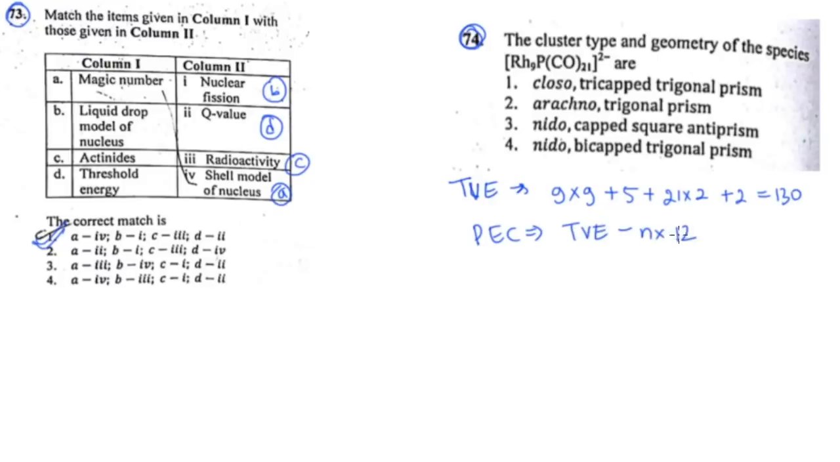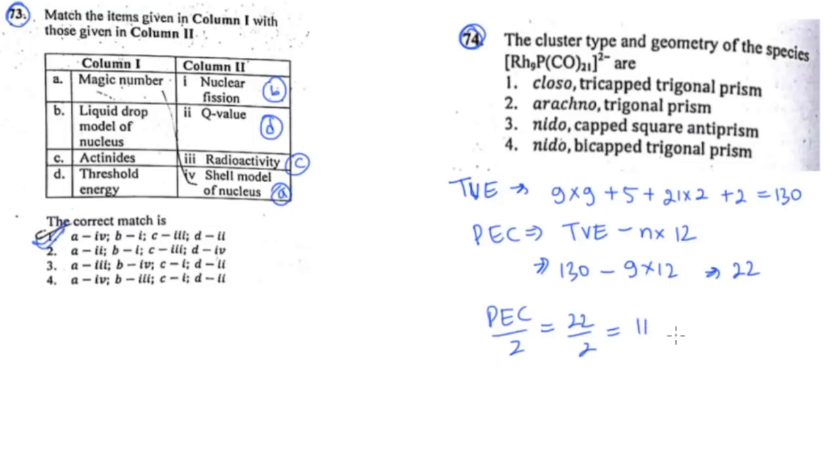Okay, so where N is the number of the metal center, how many centers you have. So you have 130 minus 9 into 12. 9 into 12 you know, and if you subtract it, you will be getting 22. Now this PEC divided by 2 will give you a term. So PEC divided by 2, so 22 divided by 2, that will give you 11.